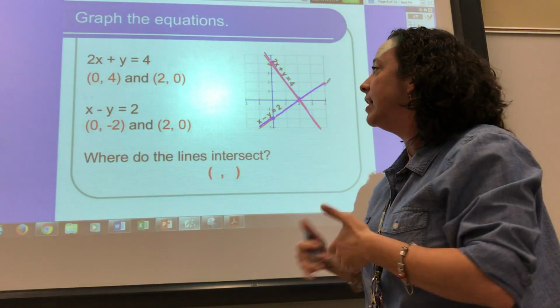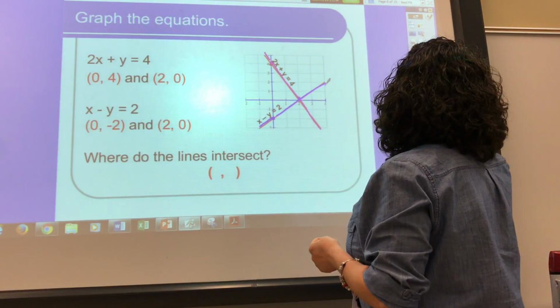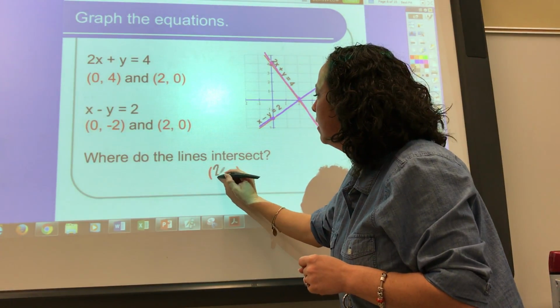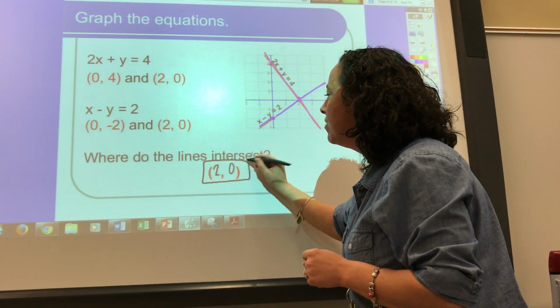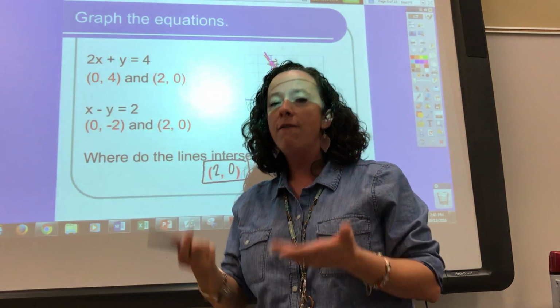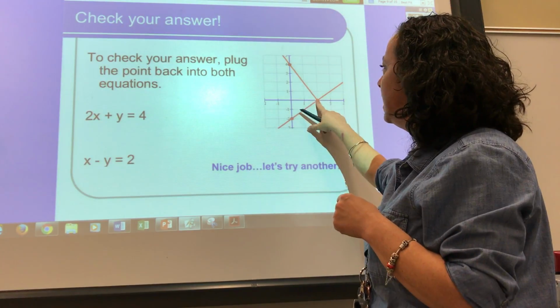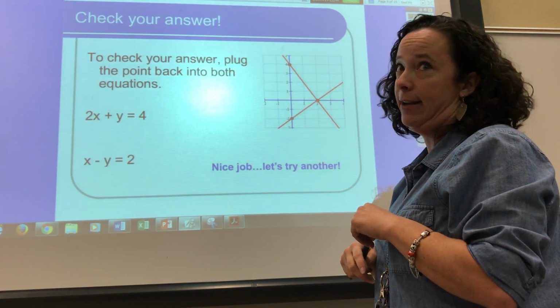So we have a unique solution. And where do those lines intersect? What is that ordered pair? It's (2, 0). So that is the solution of the system. We got (2, 0). Now you can check yourself. We think it's (2, 0). I mean, I'm fairly confident it's (2, 0).